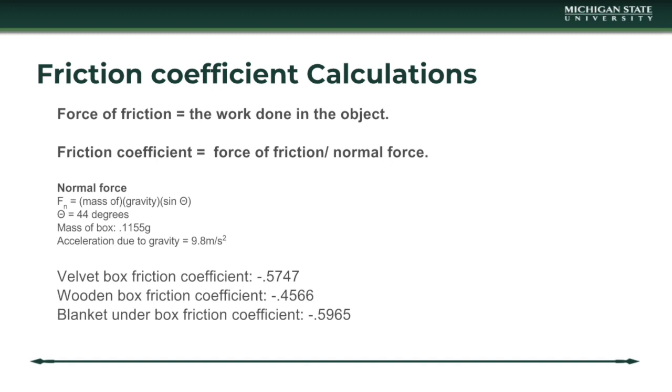The blanket had the highest frictional coefficient, while the wood box had the smallest frictional coefficient. This concludes that there is more work done, or energy used, in order to push the block down a blanket surface rather than a plain wood surface.